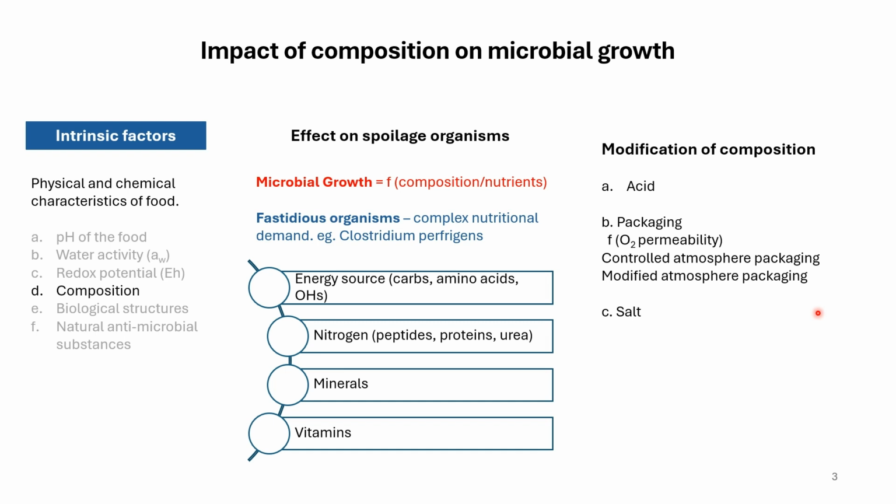And in order to aid that, we can make use of two types of packaging: controlled atmospheric packaging or modified atmospheric packaging. Finally, we can add salt or sugar to reduce the amount of freely available water for microbial growth. If free water is not available for microbial growth, then the growth is not going to be that easy.